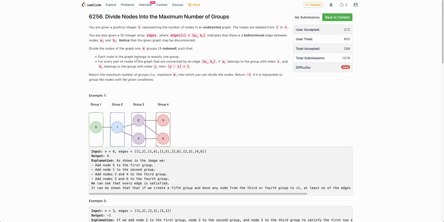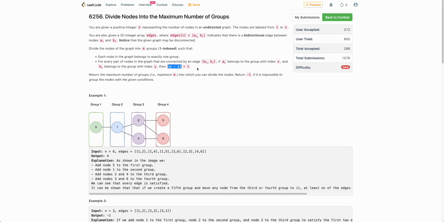Further, the constraint is: if two nodes ai and bi are connected with an edge, then they should belong to adjacent groups. So let's say ai belongs to group x, bi belongs to group y, then the modulus of x minus y should be 1. So they both should belong to adjacent groups.